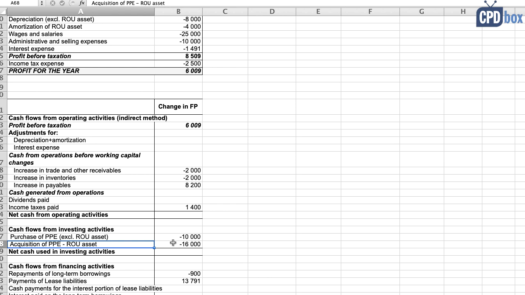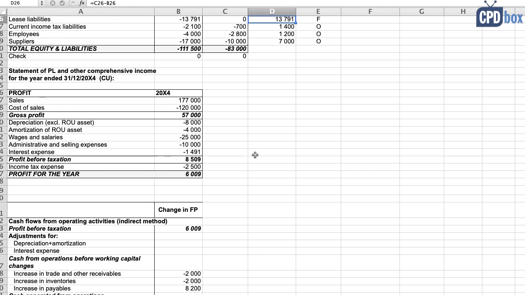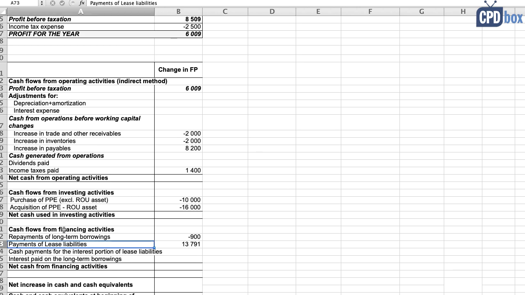And before you start making a point that ABC did not pay 16,000 for the acquisition of ROU asset, hang on a minute. We have not finished yet. Change in the lease liabilities of 13,791 was classified into the cash flows from financing activities. And since this is a plus, it means that the cash was received, not paid. Again, if it makes no sense at this stage, that's okay. It will at the end.